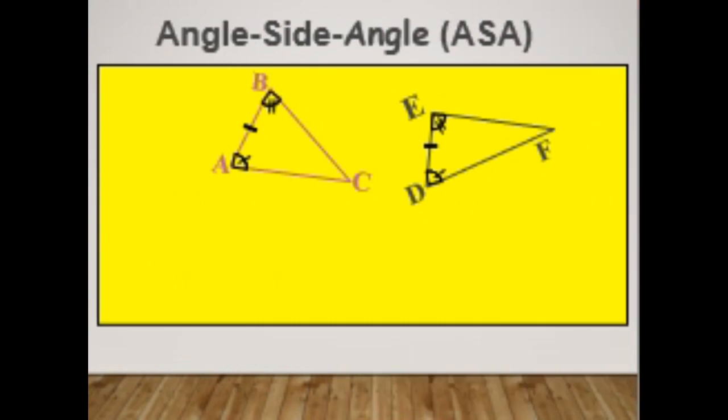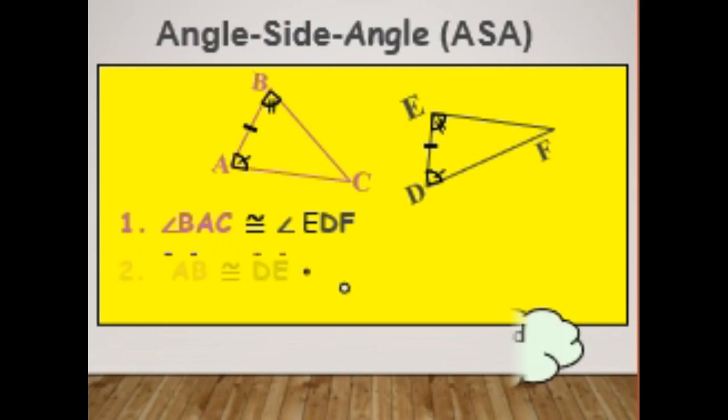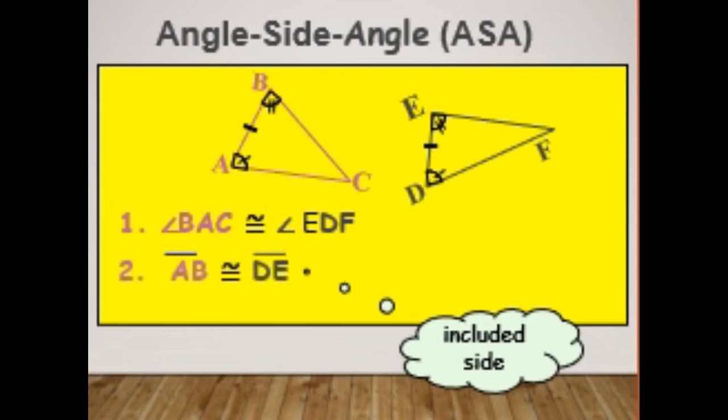Next, angle side angle or ASA. Given the two triangles, let's name one of the corresponding angles. So we have here angle BAC is congruent to angle EDF. Next, let's name one of the included sides. So when you say included side, this is the side whose endpoints are the vertices of the two given angles. So we have side AB is congruent to side DE.